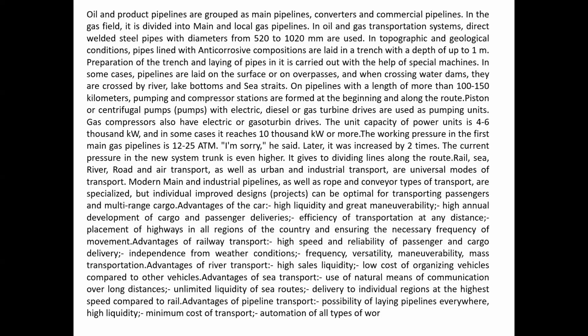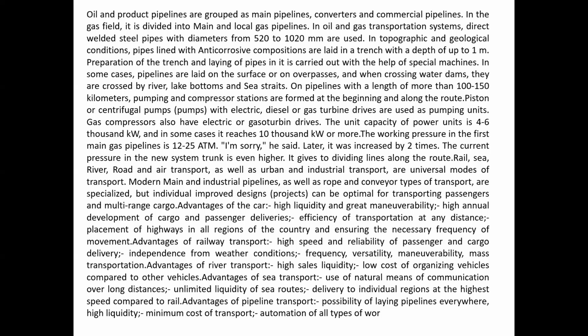Oil and product pipelines are grouped as main pipelines, converters, and commercial pipelines. In the gas field, it is divided into main and local gas pipelines. In oil, gas, and transportation systems, direct welded steel pipes with diameters from 520 to 1020 millimeters are used. In topographic and geological conditions, pipes lined with anti-corrosive compositions are laid in a trench with a depth of up to 1 meter. Preparation of the trench and laying of pipes is carried out with the help of special machines. In some cases, pipelines are laid on the surface or on an overpass.